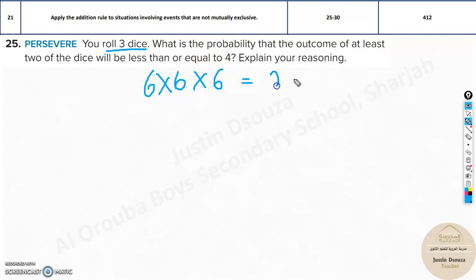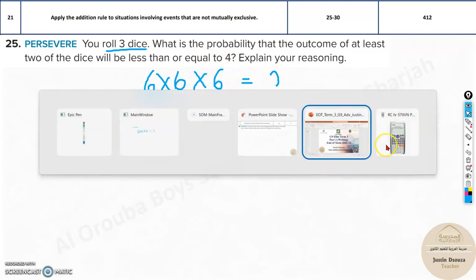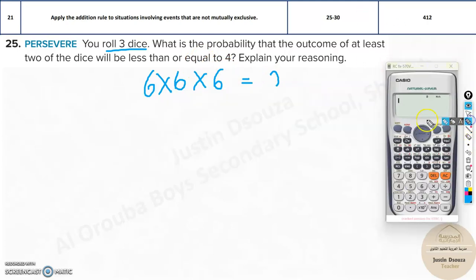6 cube is 216, I guess. Okay, 6 to the power 3. Let me just double check. Okay, yeah, 216. So, yeah, it's 216.